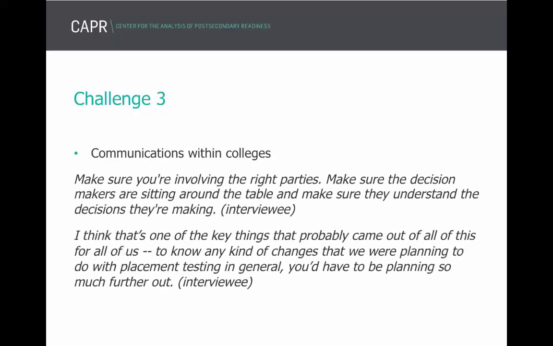Communications within colleges, so making sure that the people whose lives were going to be affected were involved early on, making sure that decision makers were at the table and were fully engaged, and doing a lot of testing of the systems, were strategies that colleges used to make sure that it all worked out well.